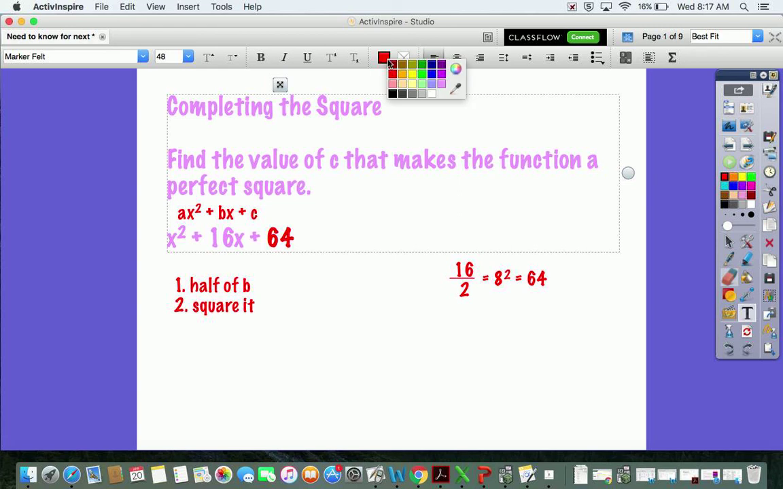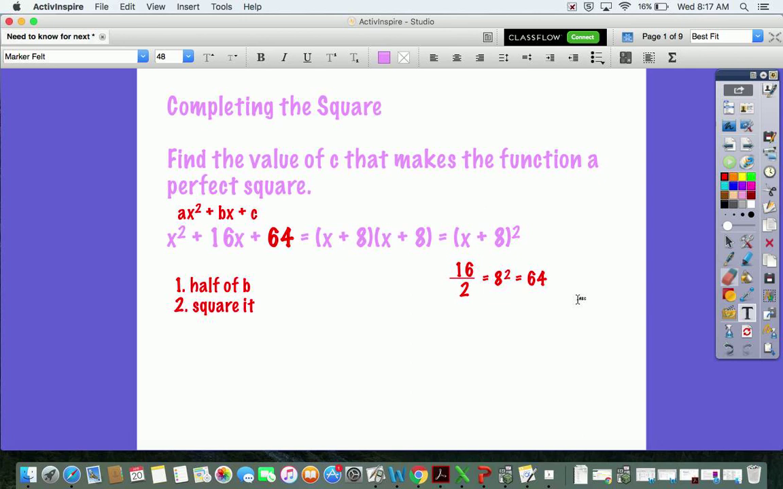And you'll know this because if you try to factor it, you look for two numbers that multiply to give you 64, add together to give you 16. Well, that's nothing but 8 and 8, which can actually be written as x plus 8 squared. So that's what you're looking for when you're completing the square. You're looking to see what number is going to make it a perfect square. So basically when you factor, you end up with the same number in the binomials.